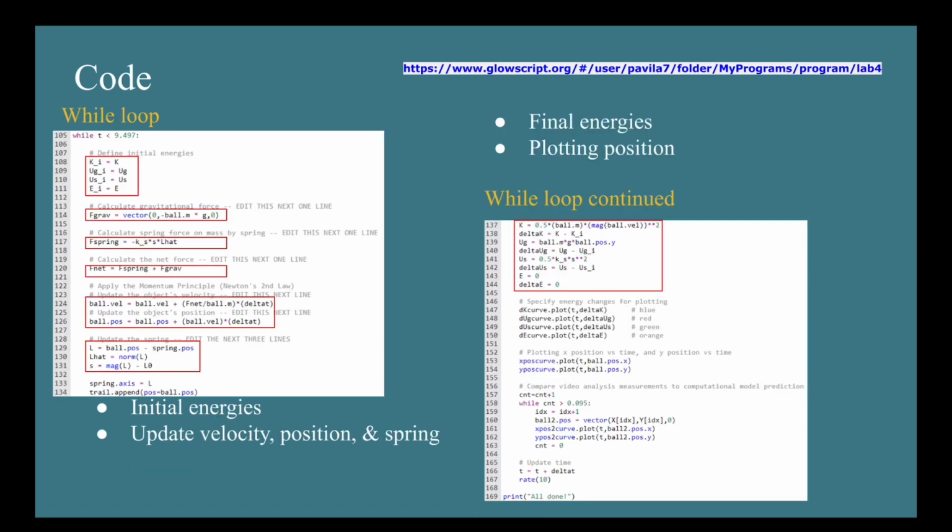Moving on to the while loop in my code, I once again set the initial energies for the spring and earth so that I can iteratively update them throughout the while loop. In the next few lines, I converted my spring force and gravitational force into vectors, and then updated my velocity, position, and spring displacement using the net force. Finally, I calculated the change in kinetic and change in potential energies by subtracting the final values and the initial values.